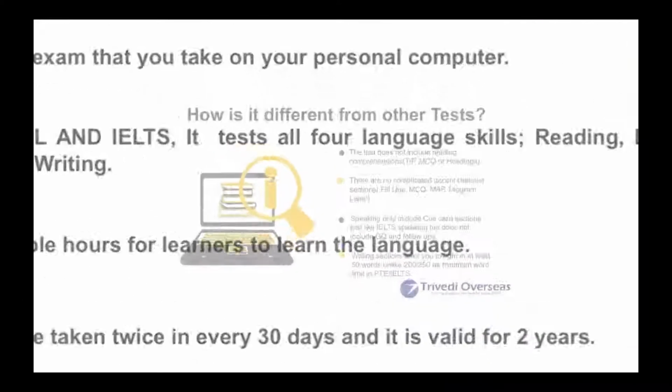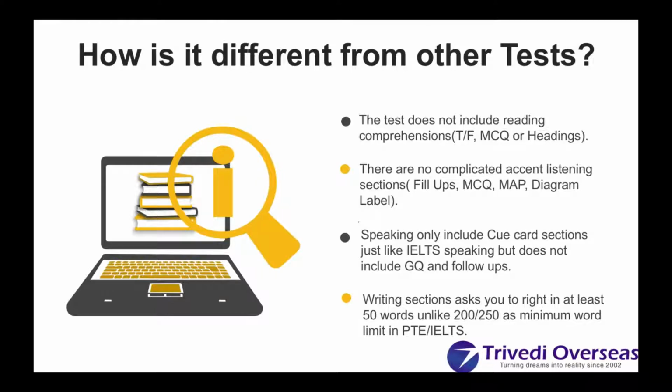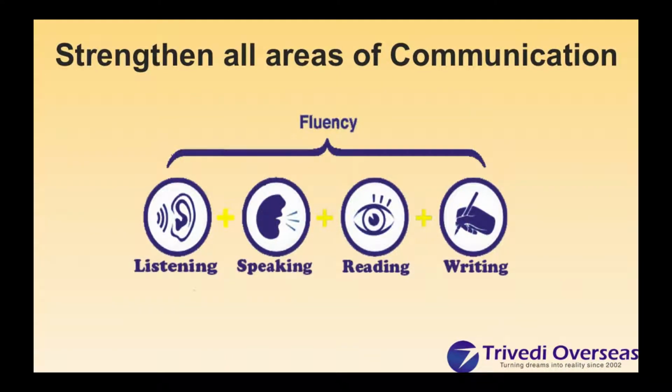So now, how is it different from the other tests? Firstly, the writing sections ask you to write at least 50 words, whereas in IELTS or the PTE, 200 or 250 is the minimum word limit. Secondly, there are no complicated accent listening sections like fill-ups, multiple-choice questions, map, diagram, label. So it is comparatively easy compared to the other tests. Next, DET strengthens all the areas of communication. It checks your fluency, listening, speaking, reading and writing skills.